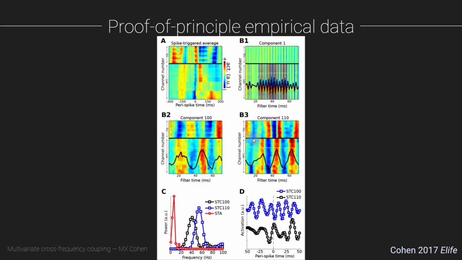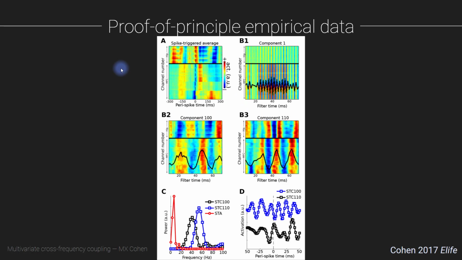So this is one example. I want to show another proof of principle empirical example. This is actually from spike field coherence. You can also adapt this method to look at spike field coherence, which in my opinion is basically just a different way of thinking about cross-frequency coupling. It's sort of a sister analysis to cross-frequency coupling.